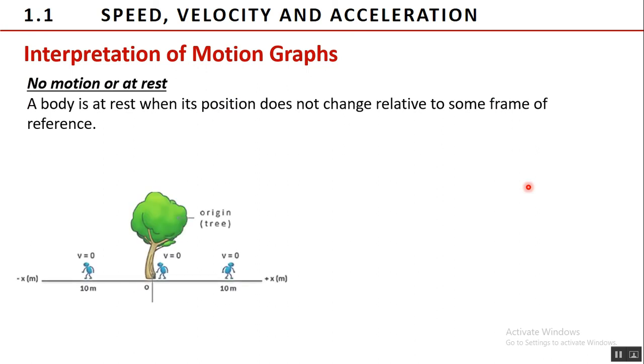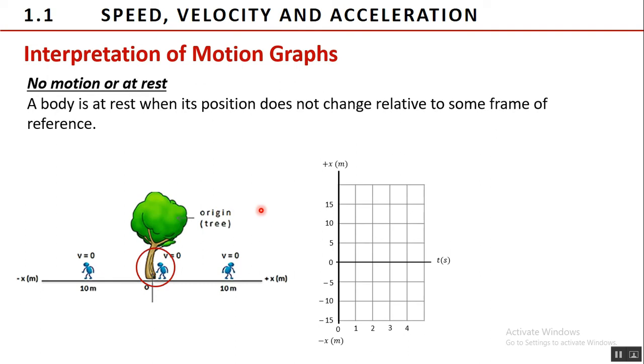A body is at rest when its position does not change relative to some frame of reference. Imagine a person standing still and there is a tree which acts as the reference origin. If the person is standing beneath the tree, we can say its position relative to the tree is 0. As long as he is not moving, his position remains 0 as time goes by. So we see a horizontal line on the timeline of position time graph.